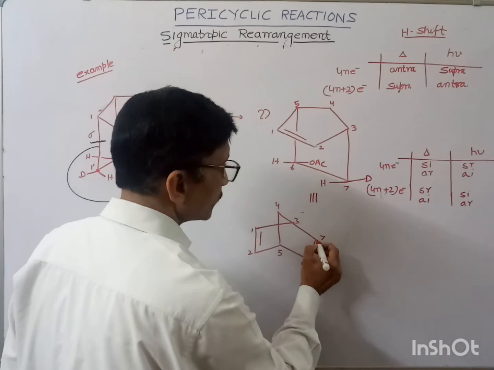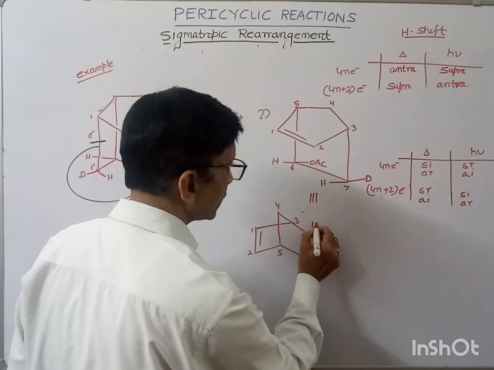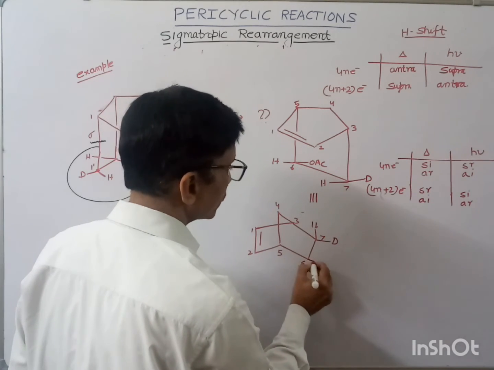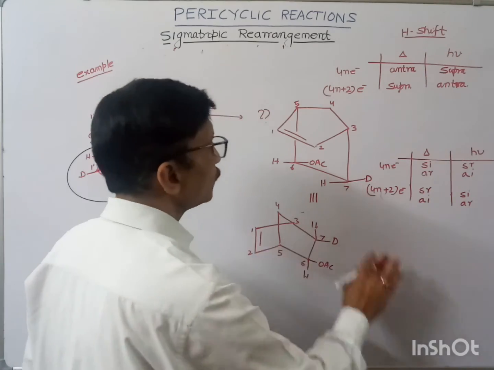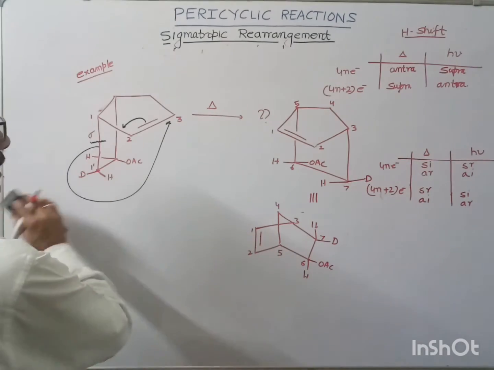Now at the 7th carbon you may see this is D, deuterium, and H, and here also at this one OAc. So you may write it in this form also. Now let us see another problem.